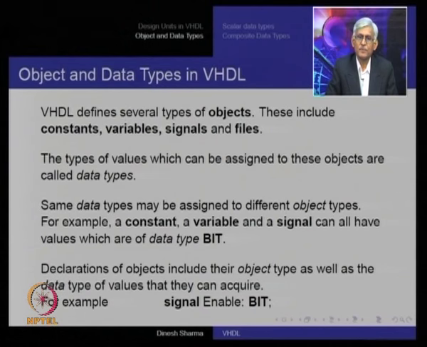When you declare an object, you include their object type as well as the data type of values that they can acquire. For example, you would declare signal enable bit. Then the object type is signal, the name of this particular object is enable, and its data type is bit. So, the declaration involves both these types. We shall stop at this point in this discussion and then continue in our next lecture describing how these object and data types appear in actual descriptions.